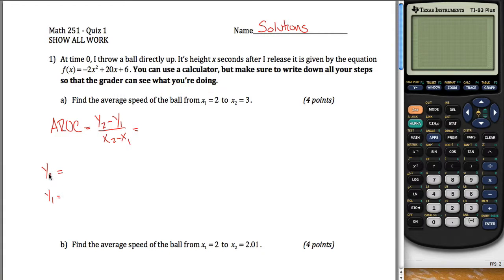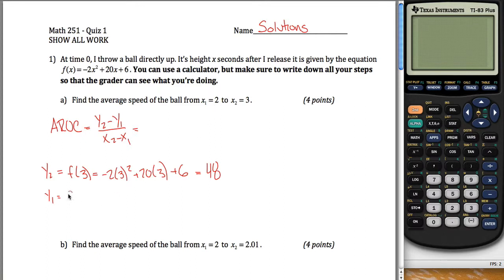y2 is just the y coordinate when x equals 3. It's just the y coordinate at x2. What I'm trying to say is it's just f of 3. f of x is this mess, so f of 3 is negative 2 times 3 squared plus 20 times 3 plus 6. 9 times negative 2 is negative 18, plus 6. I can do this. Negative 18 plus 60 is 42. 42 plus 6 is 48. I think that's right.